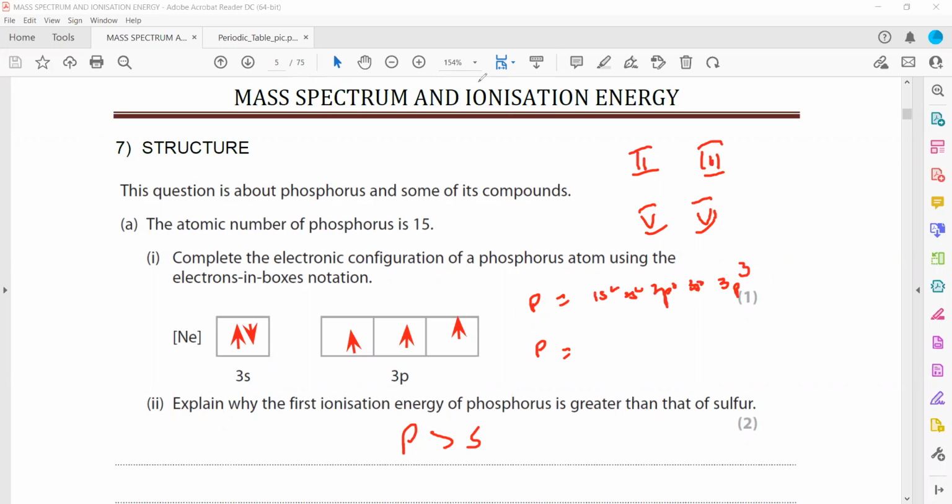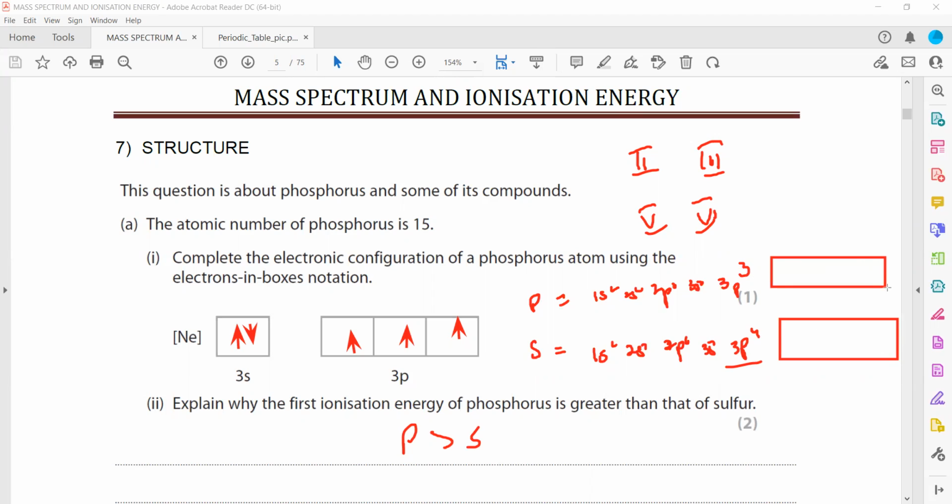But for sulfur, there are 16 total electrons. So 1s2, 2s2, 2p6, 3s2, and 3p4. When I only draw the 3p subshell, electrons occupy singly first, and then they start to pair up. Due to this pairing, the repulsion between the electrons will be greater, so it will be easy to remove an electron.